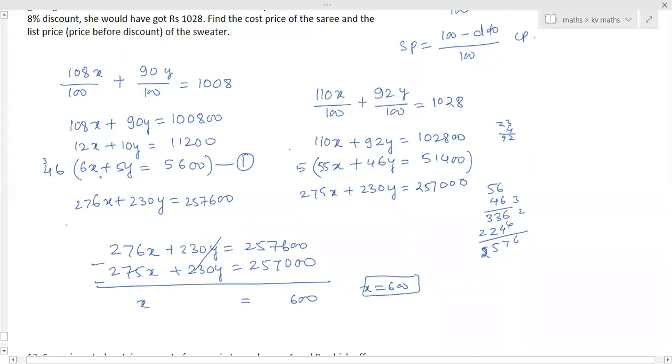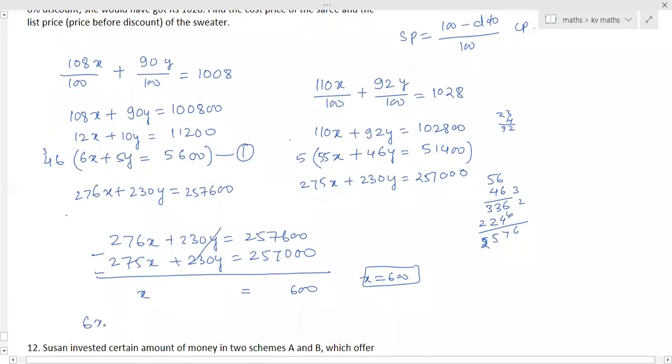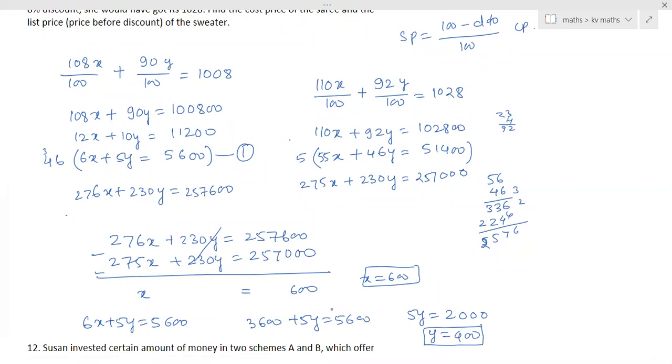And substitute x in this equation to get the value of y. 6x plus 5y is equal to 5600. 3600 plus 5y is equal to 5600. 5y is equal to 2000. y is equal to 400. Done. Yes, ma'am.